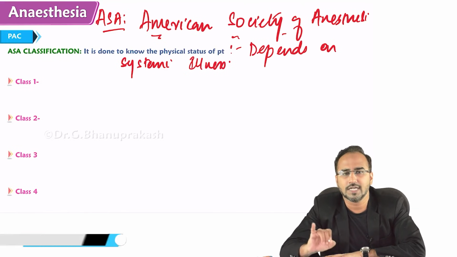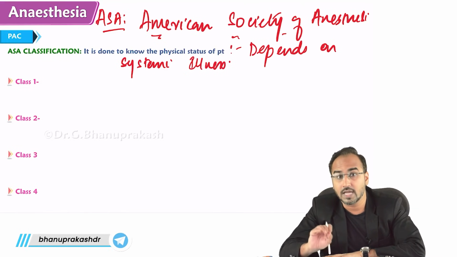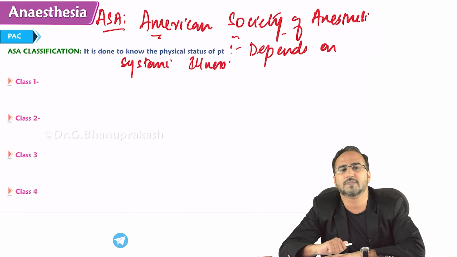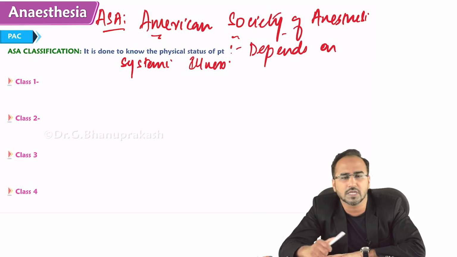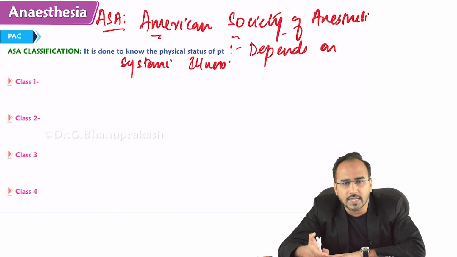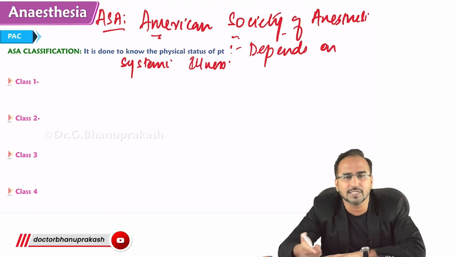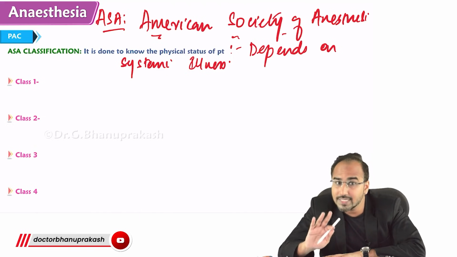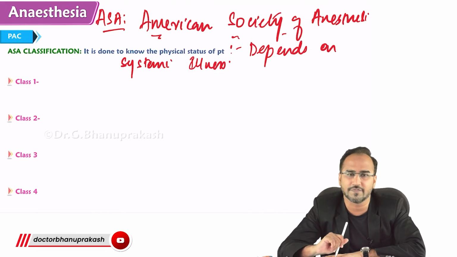Systemic illness. Diabetes is a systemic illness. Hypertension is a systemic illness. Heart disease is a systemic illness. CKD is a systemic illness. CAD is a systemic illness. Is pregnancy a systemic illness? No. Ectopic pregnancy? No. Appendicitis? No. Okay? So ASA depends on the systemic illness the patient is suffering with.